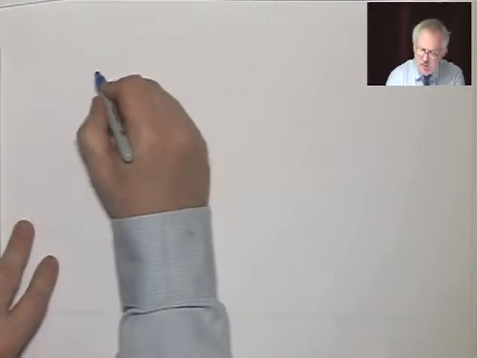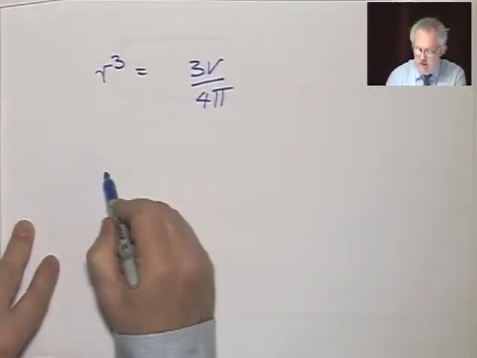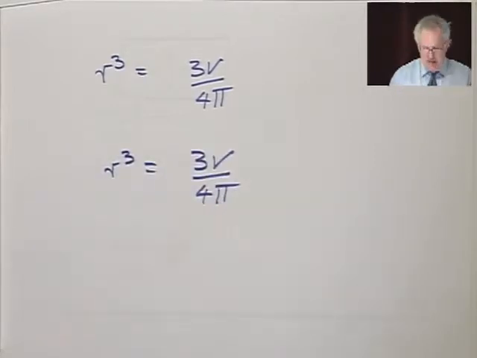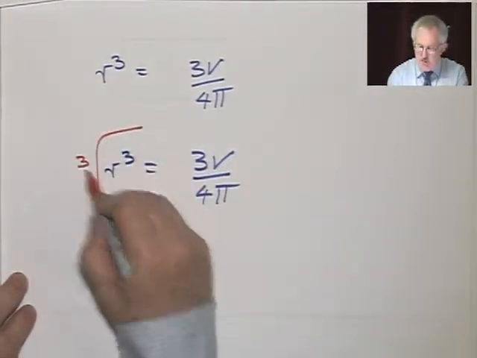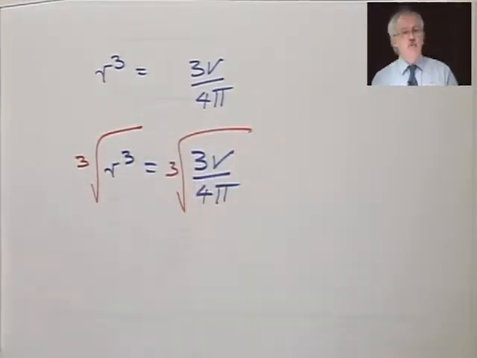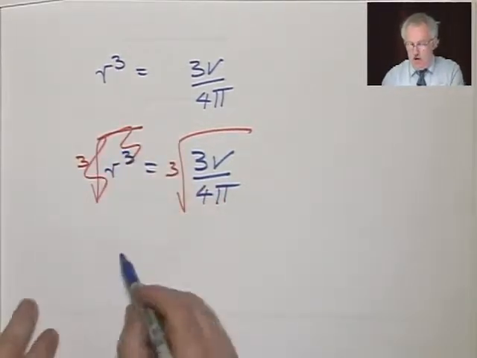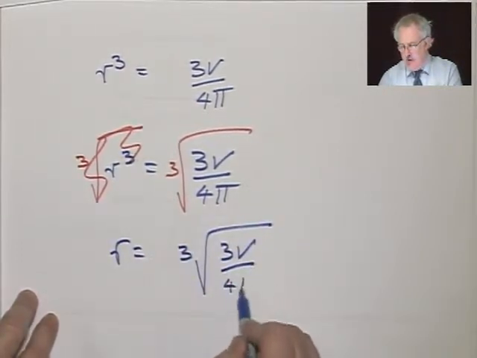So let's just do that again. I've got r cubed, which was 3V over 4 pi. I'll write it here again. But this time I'm saying anything I do to the left-hand side, I must do to the right-hand side. So the cubic root gets rid of a cube. And they do cancel. So I get r is equal to the cubic root of 3V over 4 pi.